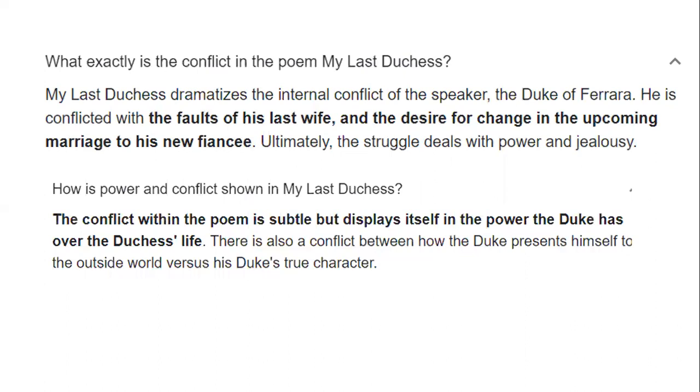All right, so these are two of the most common questions that we deal with when we are attempting paper two. So, what exactly is the conflict in the poem My Last Duchess, and how are power and conflict shown in My Last Duchess? Since it is a subcategory of power and conflict, we see that the conflict within the poem is very subtle but displays itself in the power of the Duke over the Duchess's life. There is also a conflict between how the Duke presents himself to the outside world versus the Duke's true character.